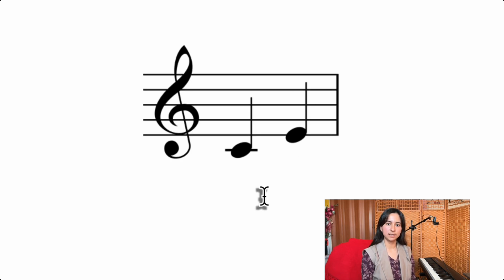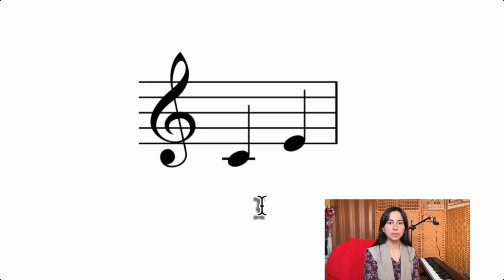Next, let's look at skips. A skip is when a note jumps over one line or space to land on the next. So right here, we have the treble clef, we have a C here, and then our next note is an E. So it's skipping over the D.